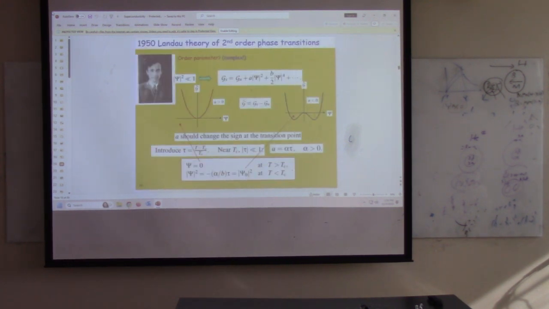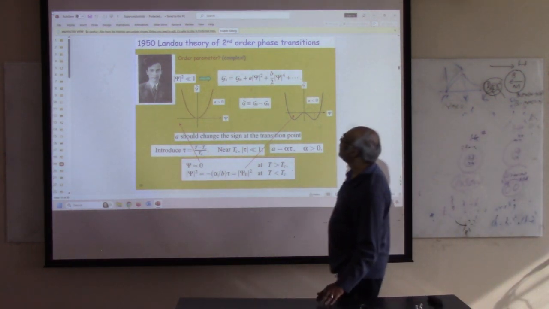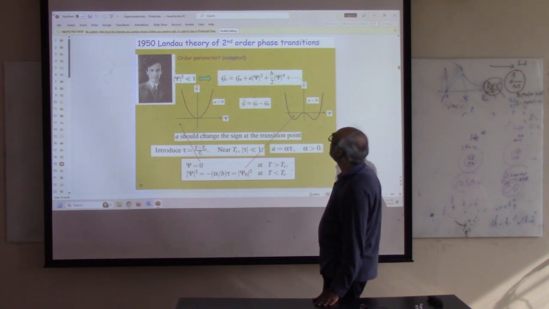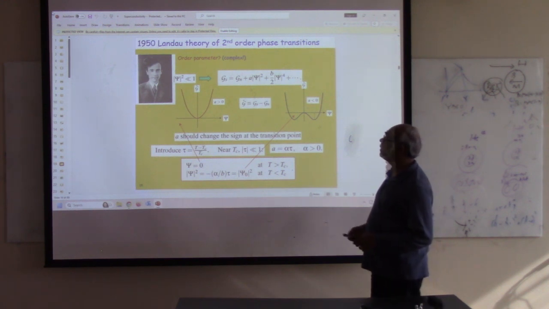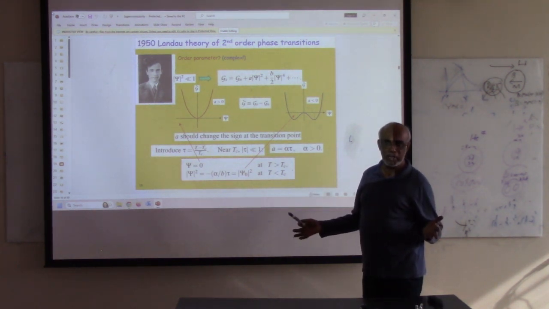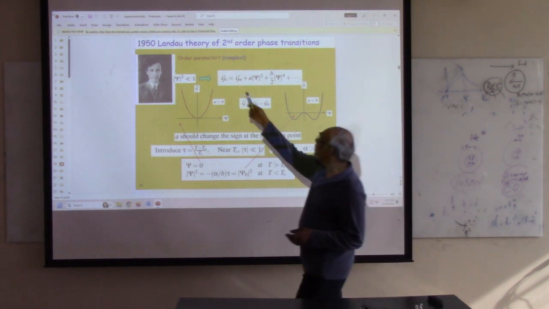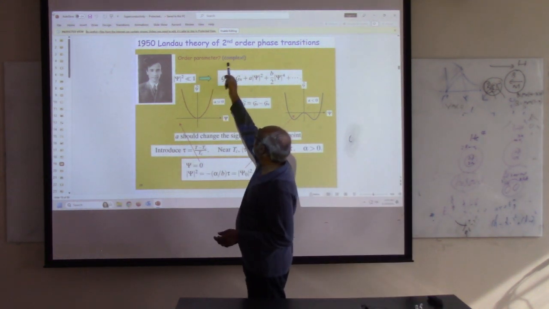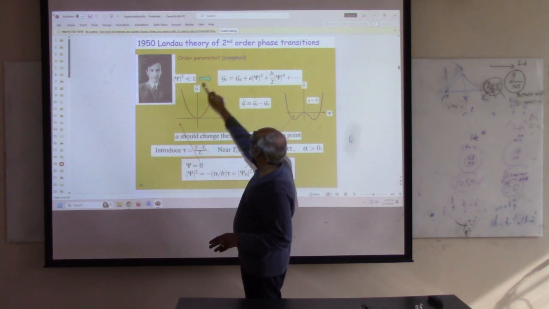Okay, so like I said, Landau and Ginsburg came up with this real nice theory to explain superconductivity. At that time there was no BCS theory, this was only a phenomenological theory. So Landau came up with this one-parameter theory. It's a complex number, psi.